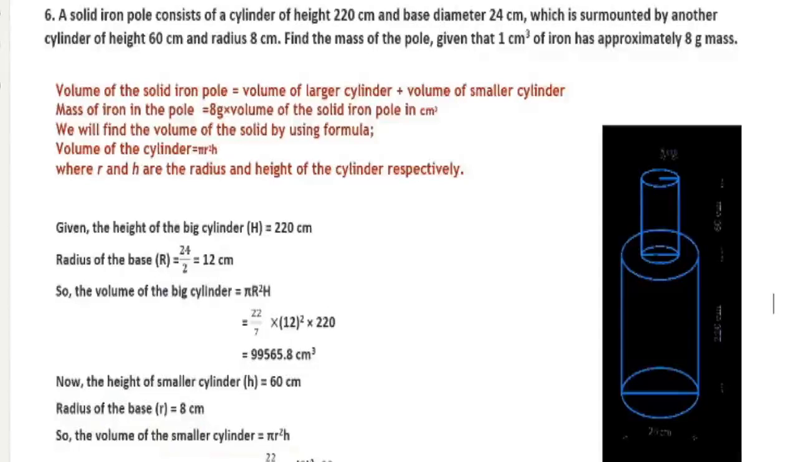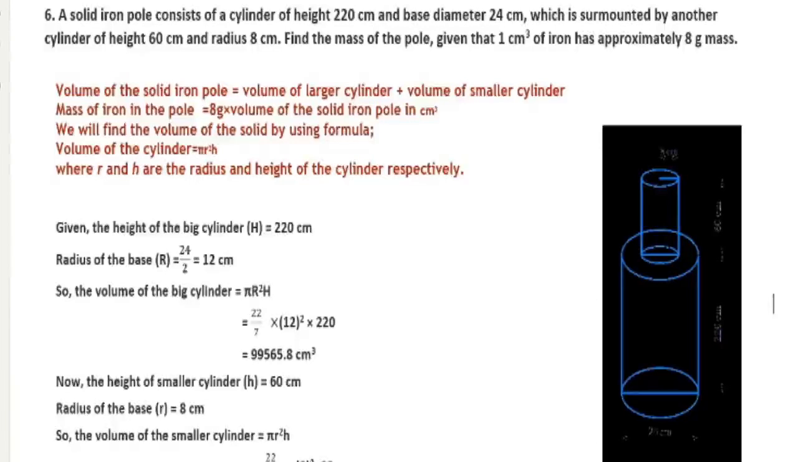So here you can see two cylinders are there. A solid iron pole consists of a cylinder of height 220 centimeter and diameter 24 centimeter, which is surmounted by another cylinder of height 60 centimeter and radius 8 centimeter. So in the figure we can see two cylinders, one big cylinder of height 220 centimeter and above it one small cylinder of height 60 centimeter and radius 8 centimeter.